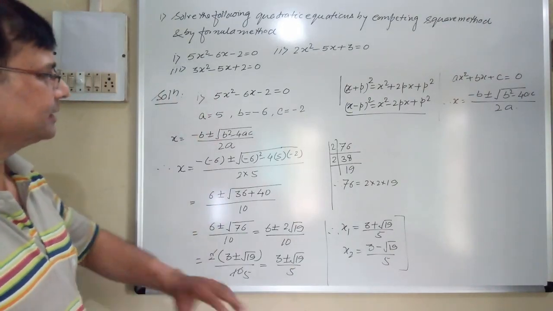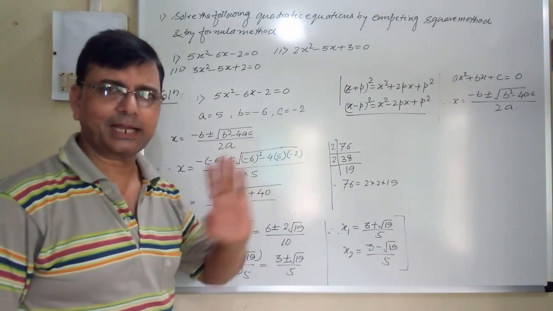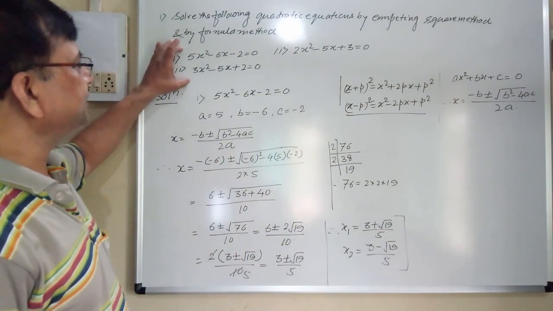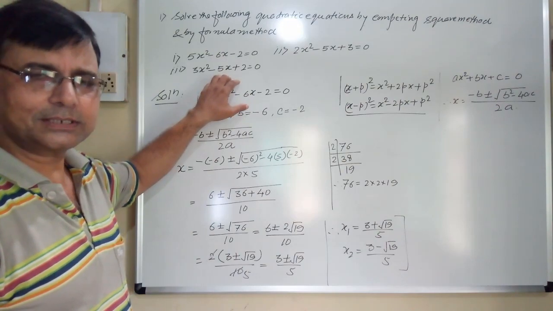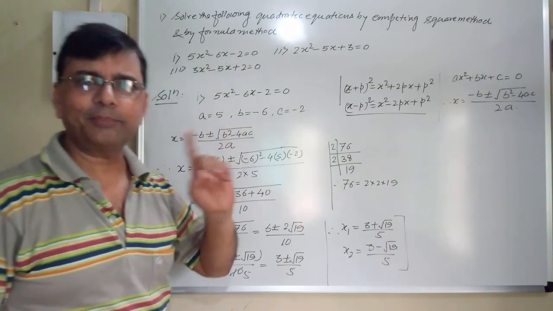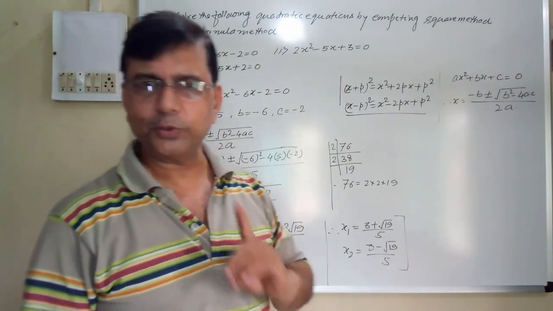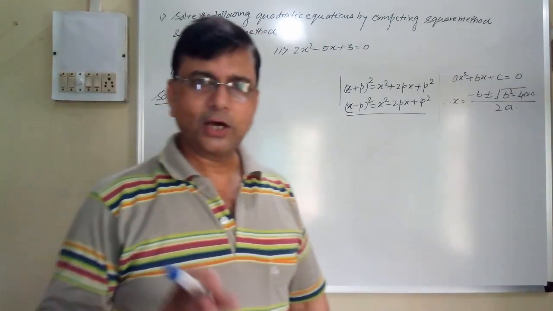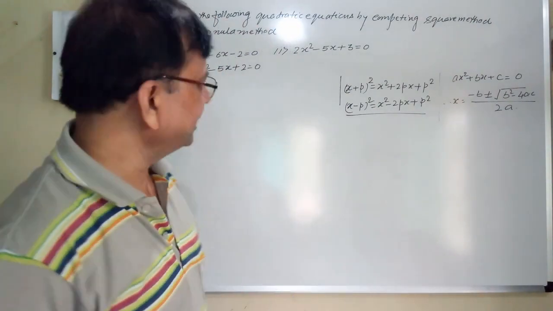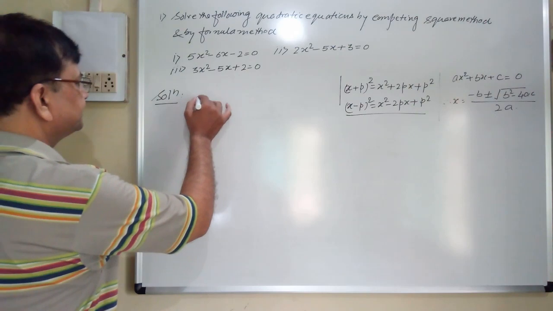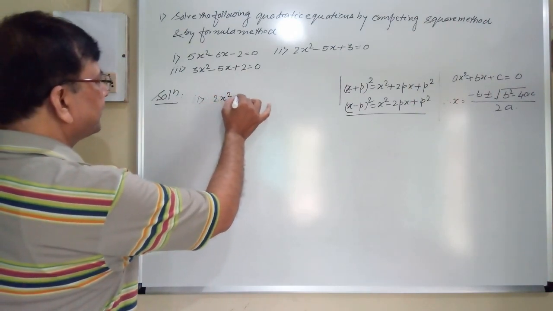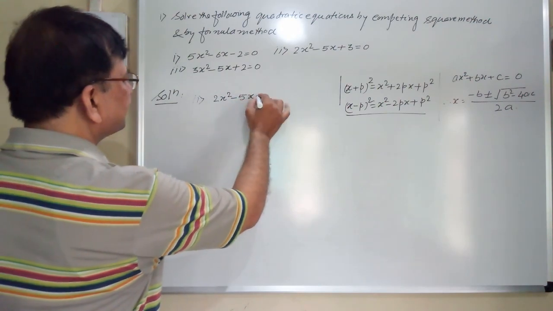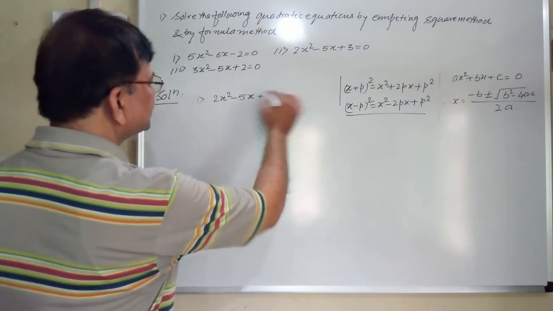So this is the formula method. Same question with the formula method I have taken. Since there are 3 questions, I will take one out of these remaining 2 questions, and one question I will be giving as homework and you will be doing it on your own. Now I will take question number 2. That is 2x square minus 5x plus 3 is equal to 0.